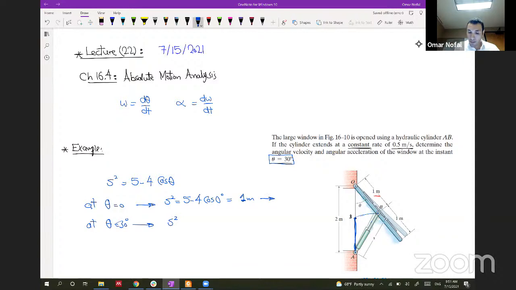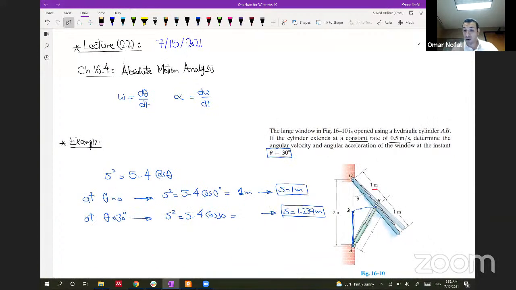And actually s squared equal to 1, so s will be equal to 1 meter. And here s squared will be 5 minus 4 cosine 30. And this should give you something, and finally you will have s equal to 1.239 meters. So we got s at 30 degrees. So this is not what is required. What is required is the angular velocity and the angular acceleration.